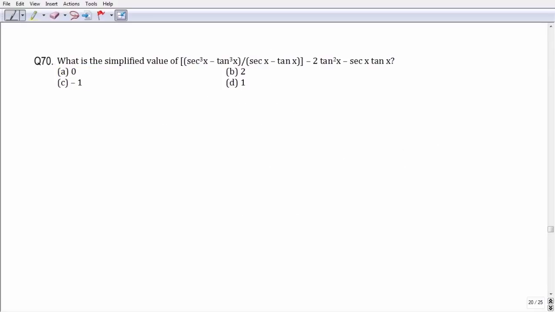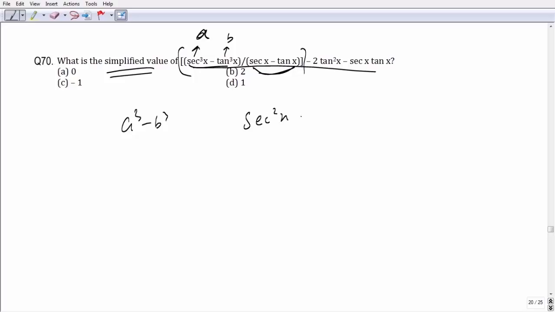Now to get the simplified value of the given trigonometric expression, we can say, let's just say that sec x is a and tan x is b. So this will give me the identity a cube minus b cube, which will have one of its factors as a minus b. That means from the first part of the equation we'll be left with the equation a square plus b square plus a into b.